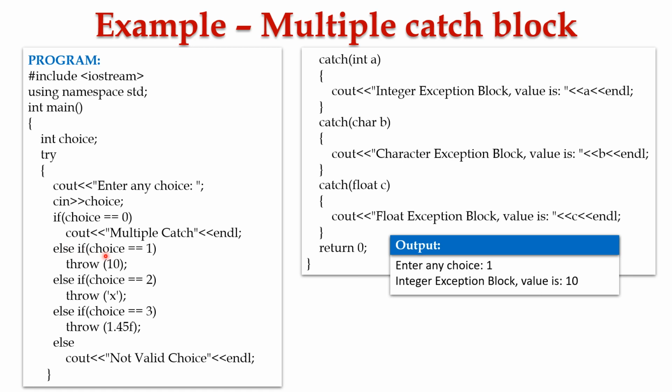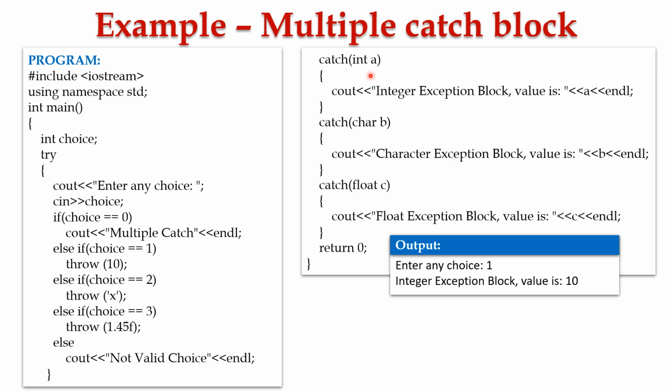So here we are checking whether the value of the variable choice is equal to 1. Yes, it is true. So now the throw 10 statement is executed. So it throws the integer exception with value 10. Now control moves to the catch block. So here the first catch block, that is catch(int a), is executed.